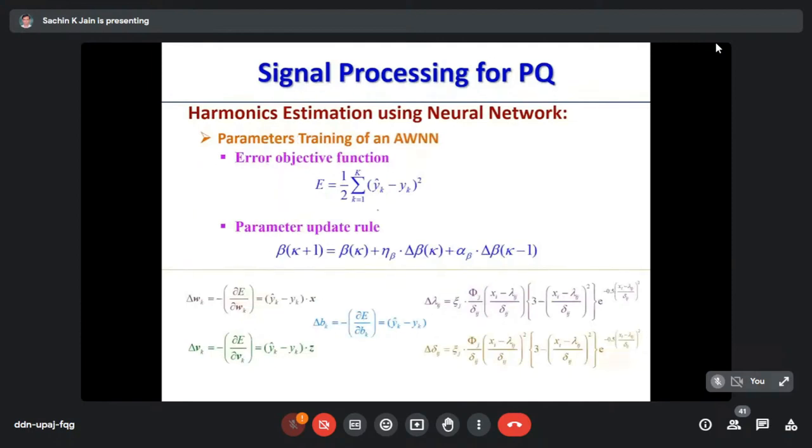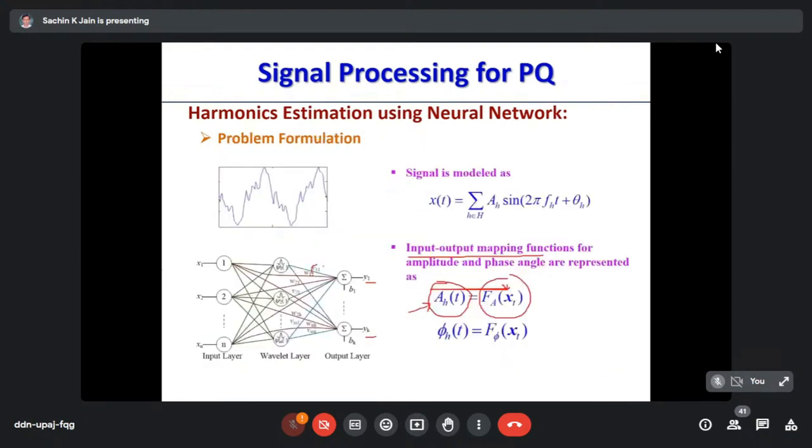Parameter training of AWNN, how it has been done. It is a simple representation. This is the error objective function that had been considered for termination of the training, and this is the parameter update function, and these are the update rules for different weights. For example, these are weights between the middle layer and the output layer, and this is between the input layer and the output layer.